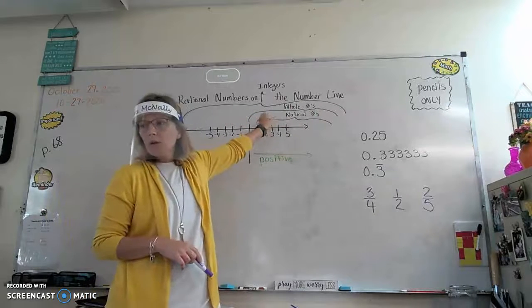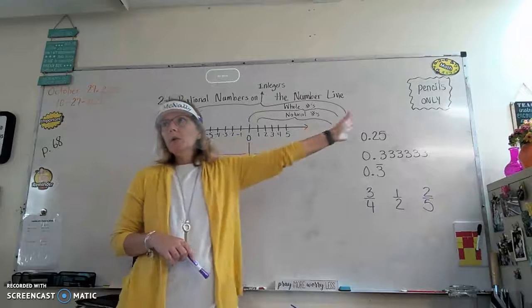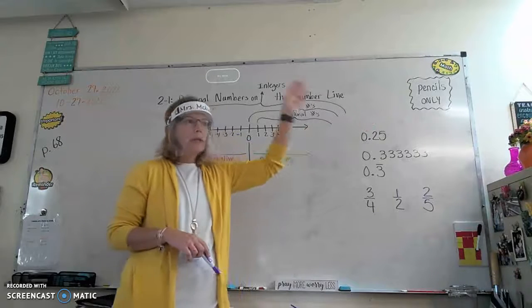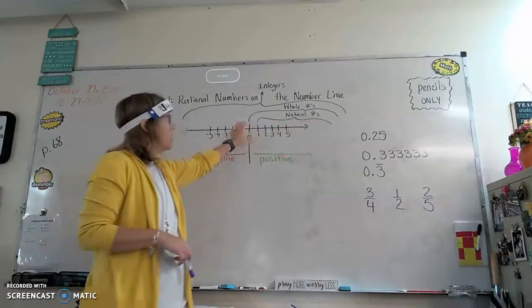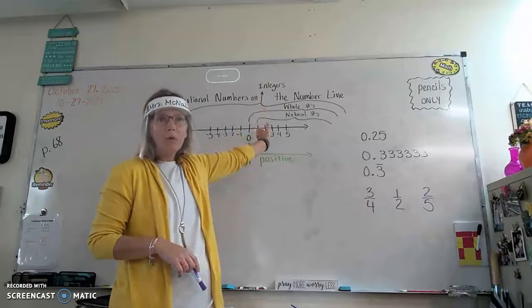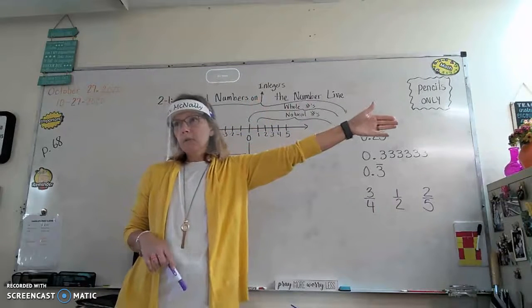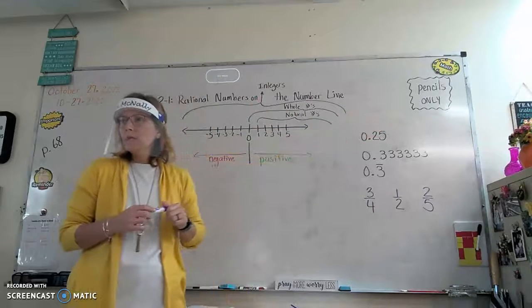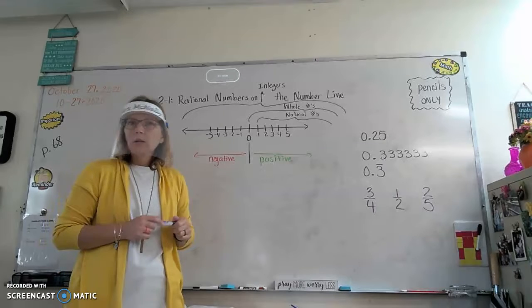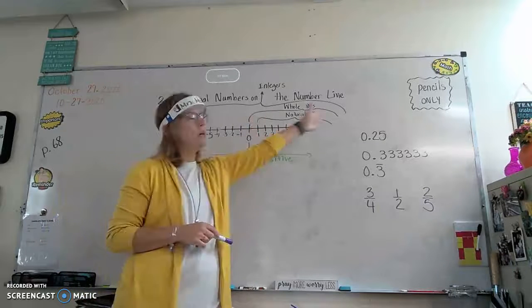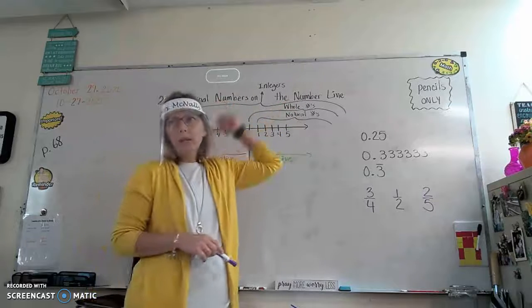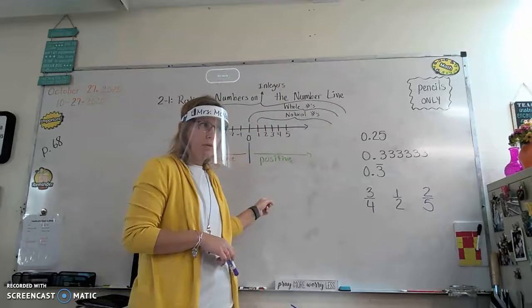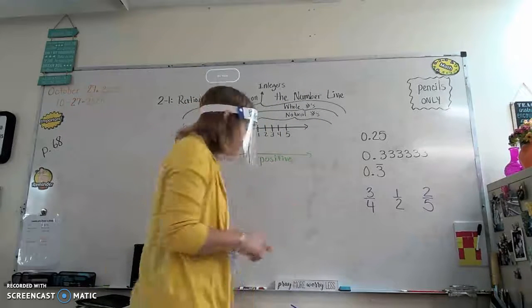Natural numbers start at 1 and go positive. So it's any number from 1 to the positive end. Whole numbers start at 0 and go positive. So can a whole number be negative? No, because it starts at 0 and goes this way. And then integers are all my numbers, negative, positive, or 0. Okay, and this is just a review.